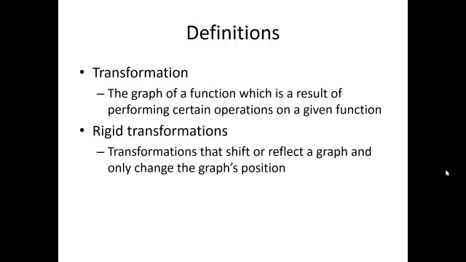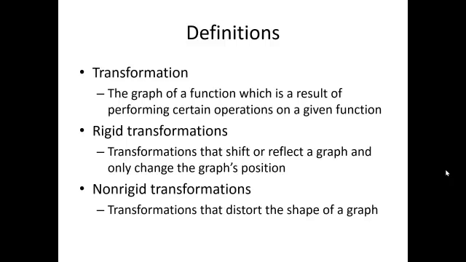The first are rigid transformations. These shift or reflect a graph and change the graph's position, but not its shape. So if we think of our graph, in this case, as being stiff and not bendable, all that's going to happen is we're going to slide the graph around or flip the graph over.